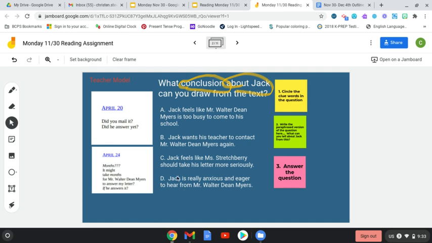Let's look at D. Jack is really anxious and eager to hear from Mr. Walter D. Myers. Now that makes a lot of sense to me. Like, he's worried about the letter. He really, really wants to hear from him. When we say somebody's eager for something, that means they really, really want it bad. And right here, it might take months if he answers it at all. Did you mail it? Did he answer it? To me, that's like he is very eager to find out if Mr. Walter D. Myers is going to write back. Is he going to come to the school?